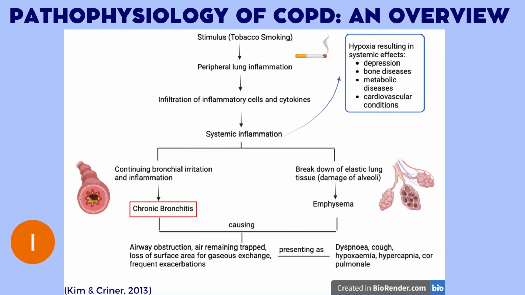And prolonged inflammation can lead to emphysema or chronic bronchitis, which can result in airway obstruction, air trapping, loss of surface area for gas exchange, frequent exacerbations, presenting in the form of dyspnea, cough, hypoxemia, hypercapnia, and cor pulmonale.